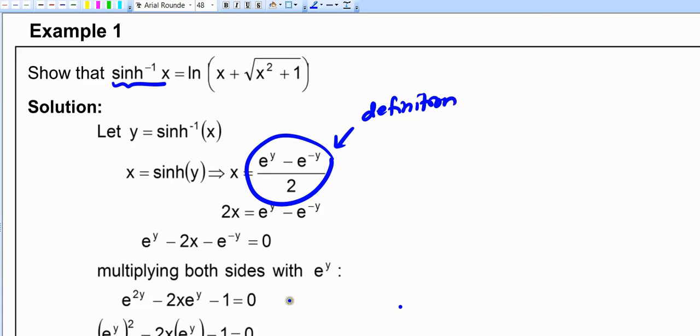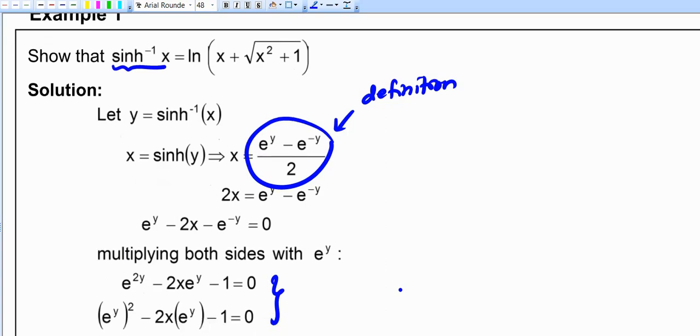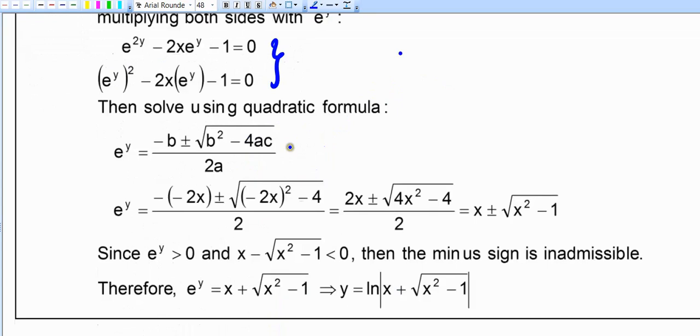At this part it is like a usual quadratic equation, where you need to find the value of x. To find the value of x, you need to use the quadratic formula. After you substitute and solve using the quadratic formula, at the end you manage to prove that the left hand side is equal to the right hand side. This is how you show the theorem.